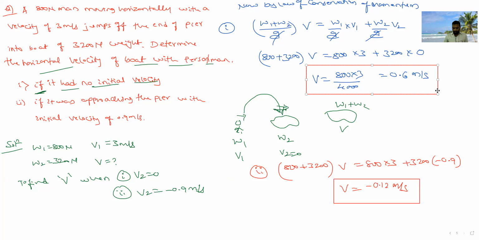Okay, so you should just remember the principle of the momentum equation. W1 plus W2 into V is equal to W1 into V1 plus W2 into V2. It is initial momentum equal to final momentum. Okay, that's all.